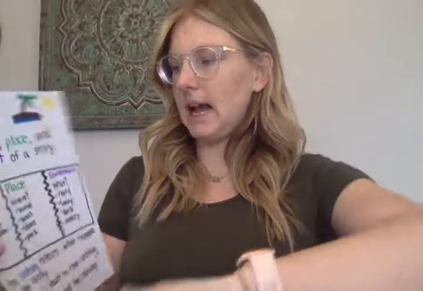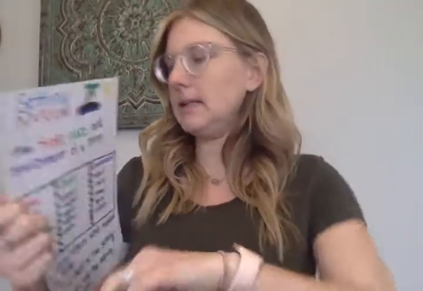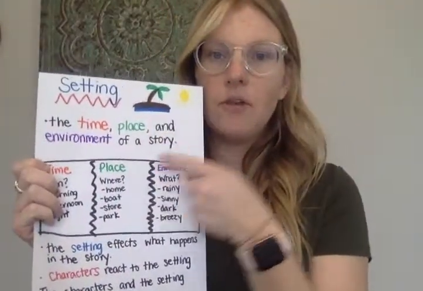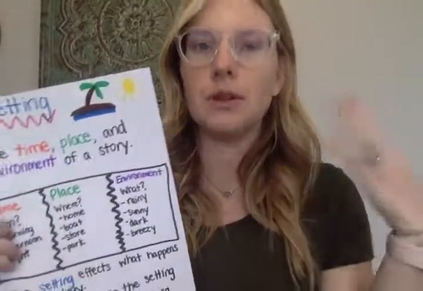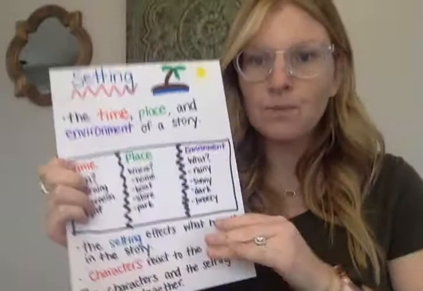I feel like setting is like the first element of literature you learn. I remember when I taught kindergarten, gosh, that was 4 years ago, we talked about setting every time we read a story. So, setting is the time, place, and environment of a story, okay? Or a literary text, since we're using 4th grade lingo.